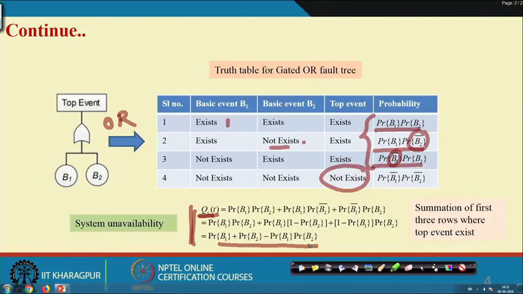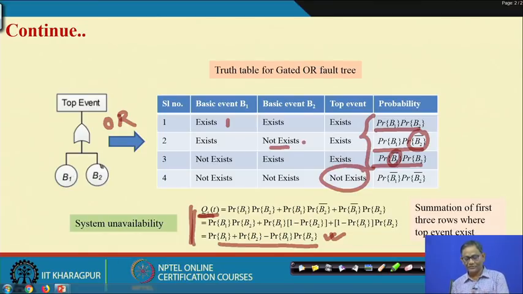Now, this equation you have already seen. If there is an OR gate with two inputs, what is the probability of E? Probability of B1 plus probability of B2 minus probability of B1 into probability of B2, that you have seen. So, the truth table is also giving the same thing because it is an equivalent representation. Okay, so this is the OR gate.